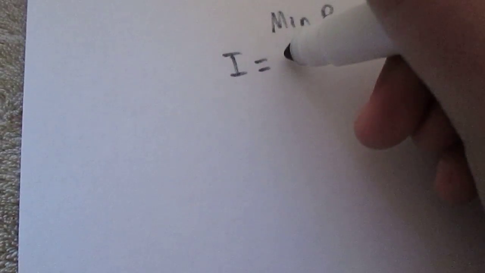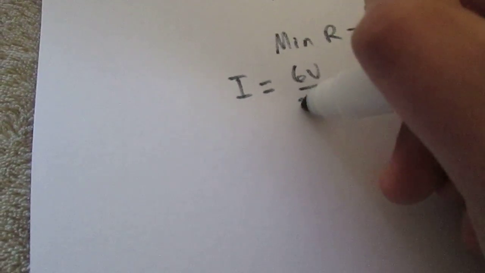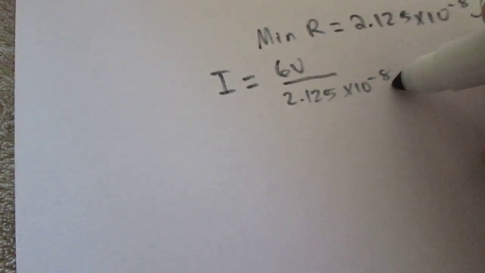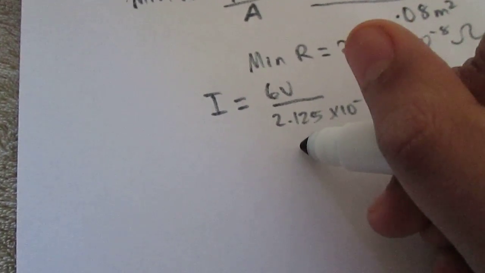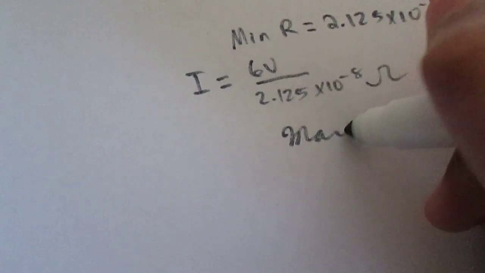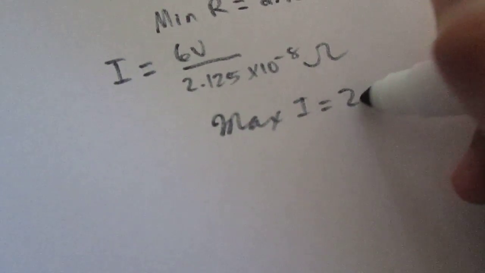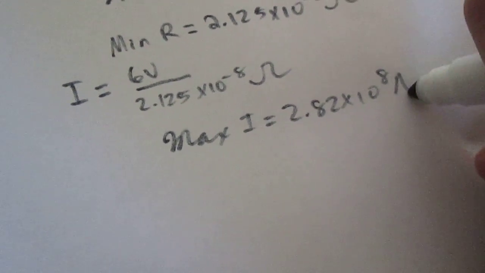So now we find the current at this minimum resistance, which is going to be 6 volts over 2.125 times 10 to the negative 8 ohms. And when we enter this into our calculator, we get the maximum current is 2.82 times 10 to the 8 amps.